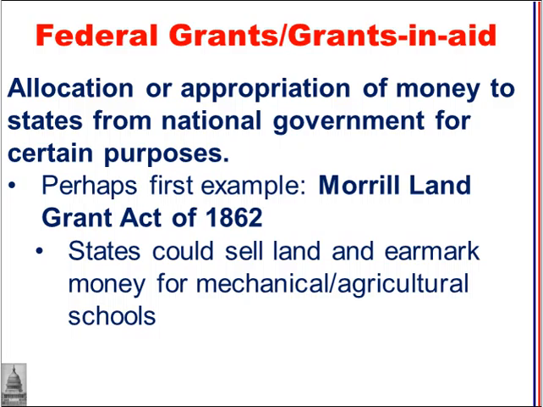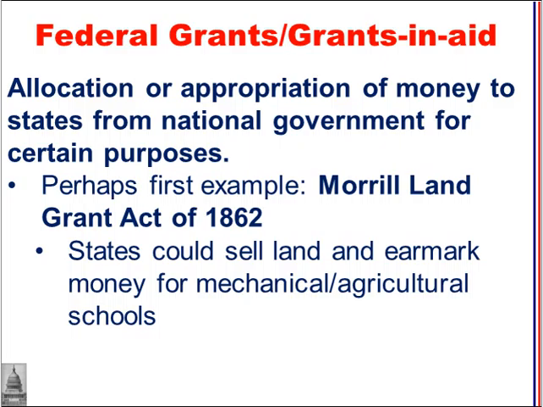Perhaps one of the major first examples of a grant is the Morrill Land Grant Act of 1862. It gave each state 30,000 acres of public land for each representative in Congress, and the states could then sell that land and then earmark the money for mechanical and agricultural colleges. And some major schools around the country were set up under the Morrill Land Grant Act, like Texas A&M, the University of Georgia, and Mississippi State University.